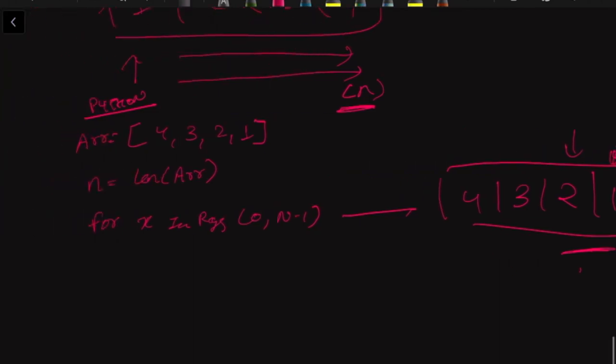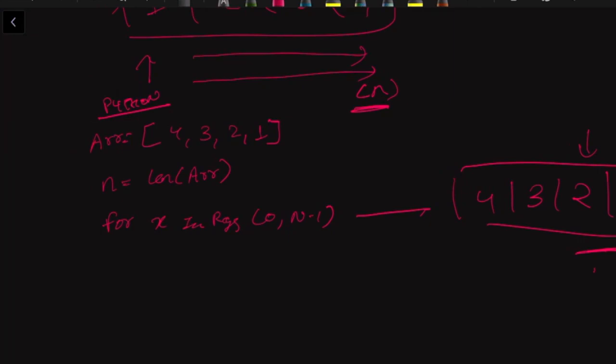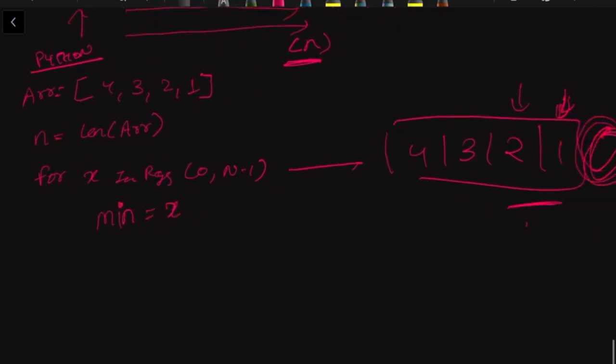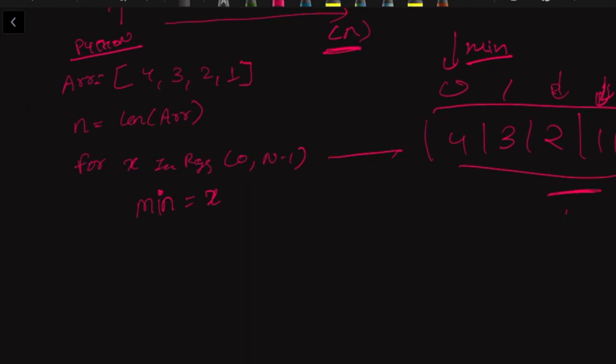So we'll run till n minus 1. Now, let's set minimum equal to x. So let's keep this index, 0 1 2, as the minimum index till right now.